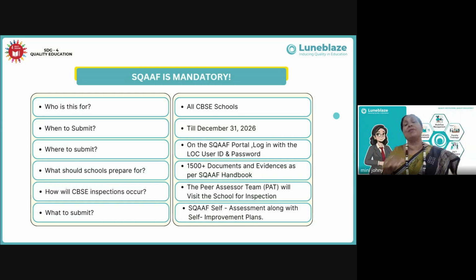And all this SQAAF domain, you are going to self-assess. Nobody will come and tell you this is correct; whatever you have, you self-assess with your own conscience. Naturally, when we self-assess, we will give our school very good marks. Out of 600, you will be giving 500 something. But actually, when we visit that school, they will not even get 30% of marks.